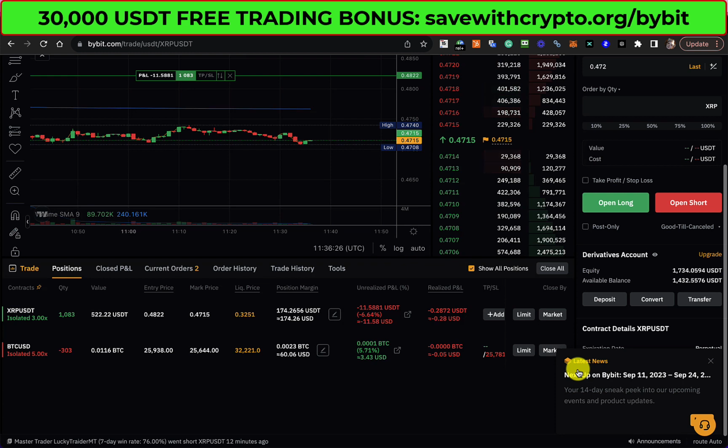Now, I appreciate that the whole derivative kind of thing is probably a little bit advanced for many people who maybe just want to buy and sell as they go along. But that's what I'm doing.